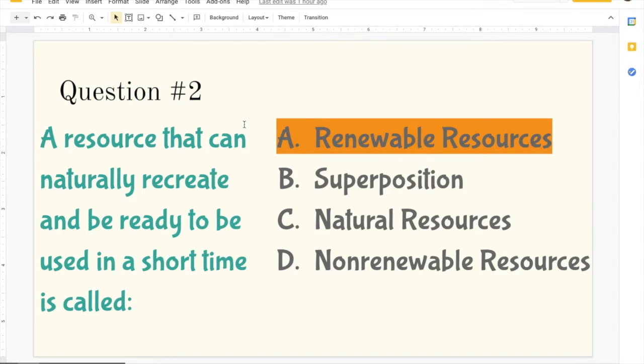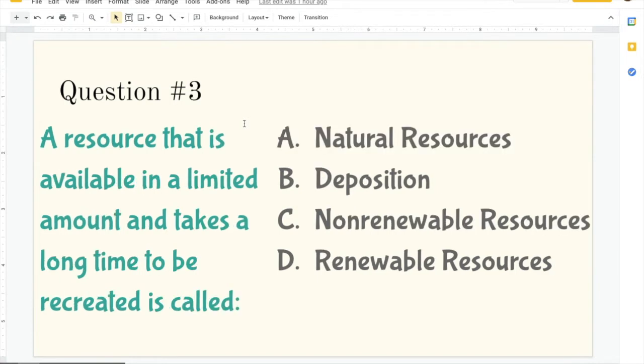If you said renewable resource, that is correct. Renewable, which means ready again, means it is ready to use in a short amount of time. Renewable resources are those resources that can naturally be recreated and ready to use in a short amount of time. Let's go on to question 3.